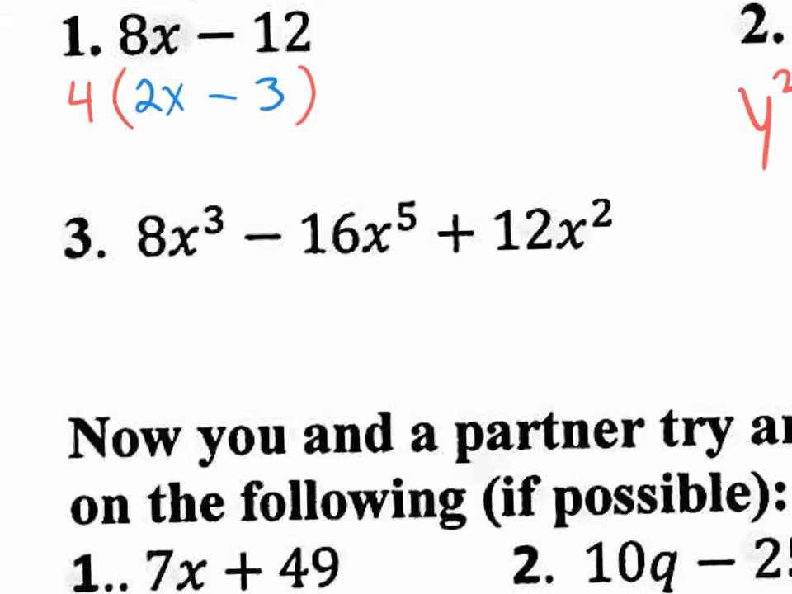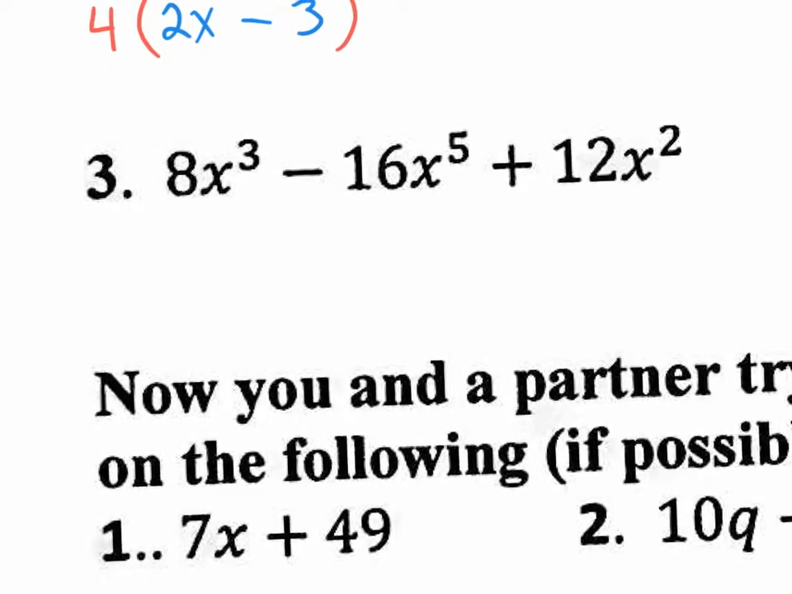Okay, let's try number 3 right here. 3 terms. Is there a number that's in common in all 3 coefficients? Like a multiple that's in common in all 3 coefficients? 4. Okay. So I was thinking maybe 8, right? 8, but right here this is not divisible by 8. So yeah, 4 is the greatest common factor when it comes to the numbers.